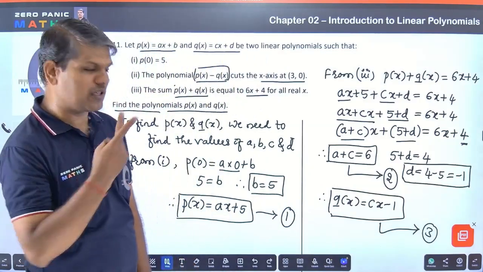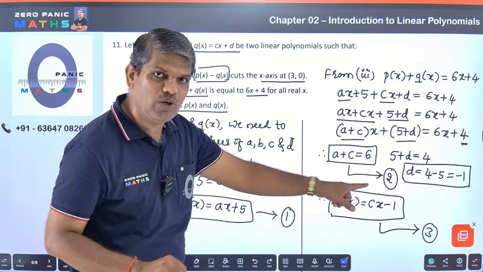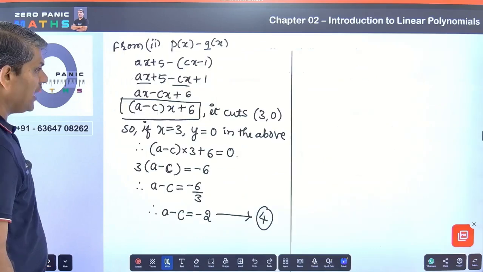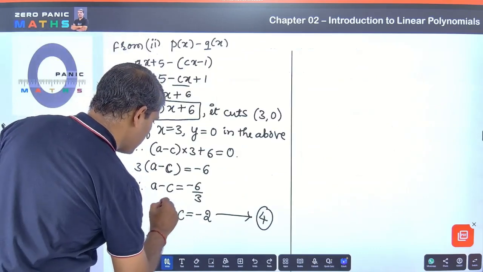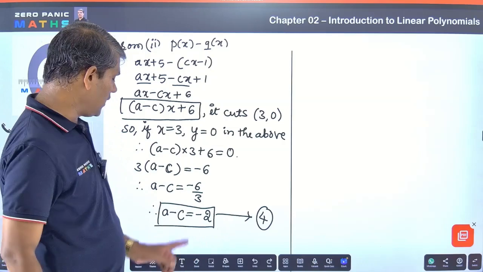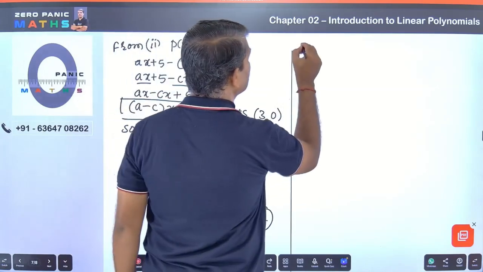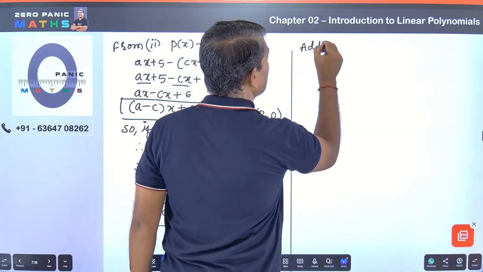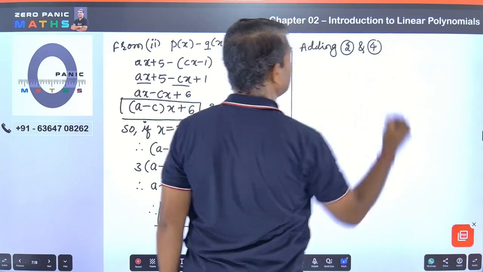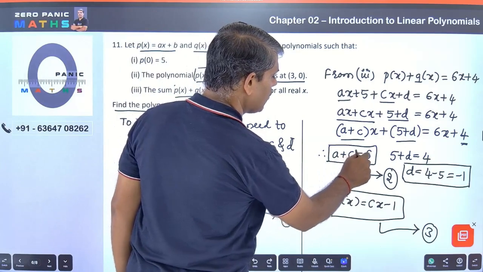So there are two equations. Equation 2, a plus c is equal to 6. Equation 2 also involves the two constants, a and c. And then there is one more equation, that is a minus c is equal to minus 2. So from equations 2 and 4 we can find out the values of a and c. Understood this? Let me write that. Adding equation 2 and equation 4. What is equation 2? It is a plus c is equal to 6.